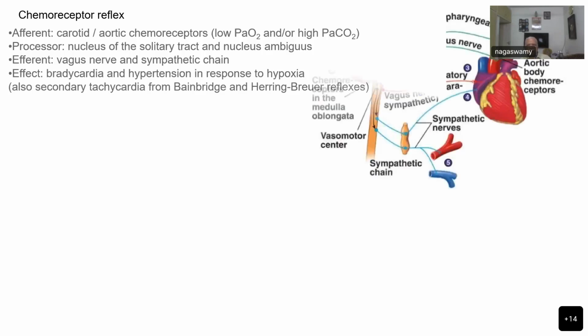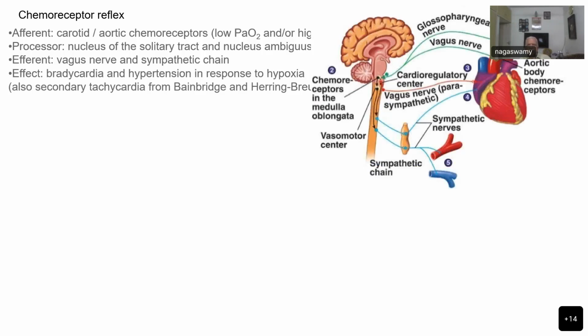So this is a picture for you to remember the locations. This is the carotid body, this is the aortic body chemoreceptors, and then from there the afferents go through glossopharyngeal and vagus nerve. So the afferent should have been shown from this through the nerves, glossopharyngeal and vagus. That also is to be included. And there is a cardio-regulatory center, vagus nerve center, which is a parasympathetic effect, and that comes on the heart to produce what is called bradycardia and hypertension.